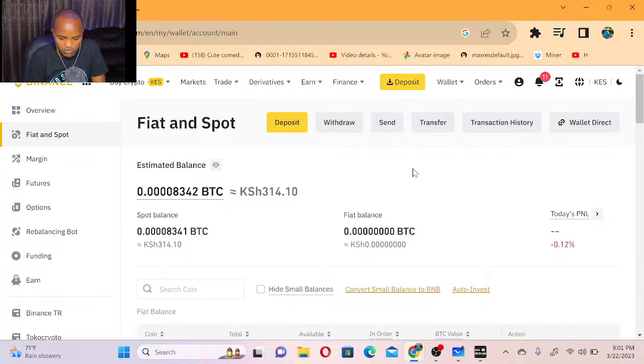Let me see what the decision is. Remember that the decision is going to be affecting crypto also, because crypto is going to be volatile. So 9 p.m. is here. Let me check the calendar, what has happened. Those are the news that you can be checking. Today is the 22nd.